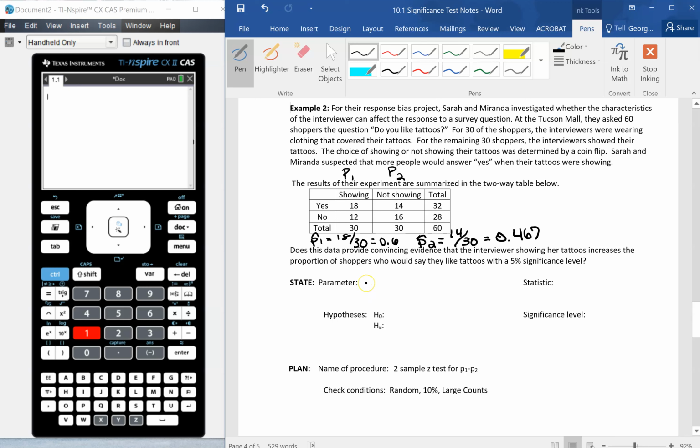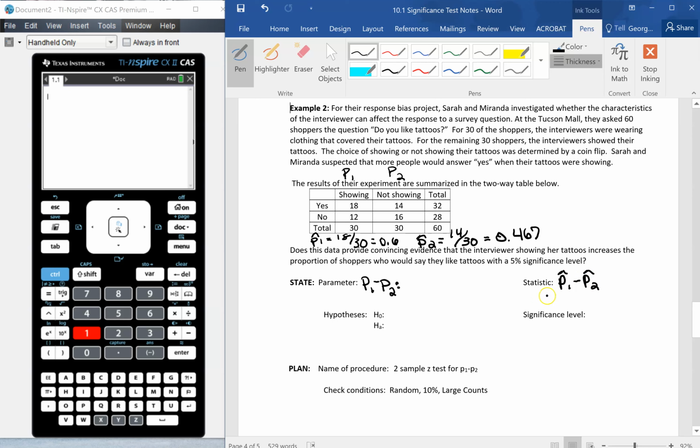Alright, jumping in here, for our parameter, it's going to be P1 minus P2, like it's been. And that's the true difference in proportion of people who approve of tattoos based on if the questioner showed their tattoos. I'm not going to have enough room to write this, so I'm just going to tell you. You can reword that, you can shorten it. You need to say true difference in proportion, what you're looking for, so the proportion of what, and then what you're basing that on.